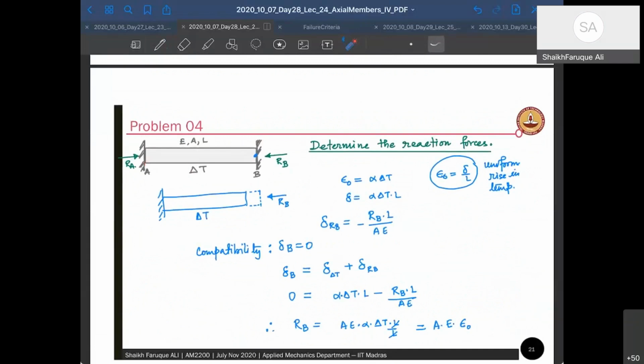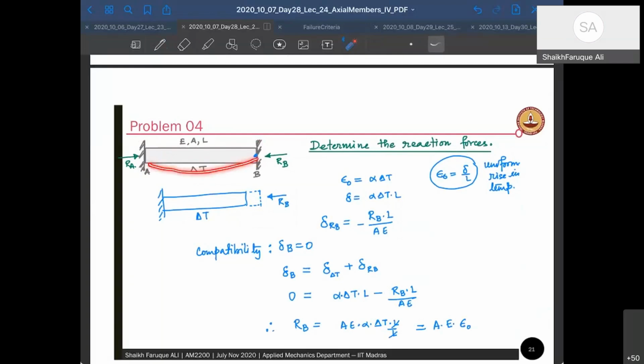There is a rod which has gone through a temperature rise of delta T. Since there is a temperature rise of delta T, this rod will try to extend, right? But since these walls are fixed, the bar will not be able to extend. And if it is unable to extend, what will happen? It will try to push the walls away, right? I'm assuming there is no buckling here, okay?